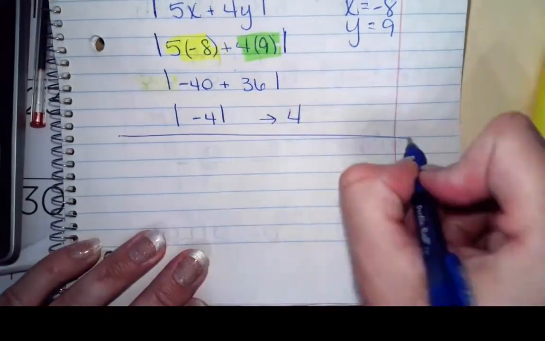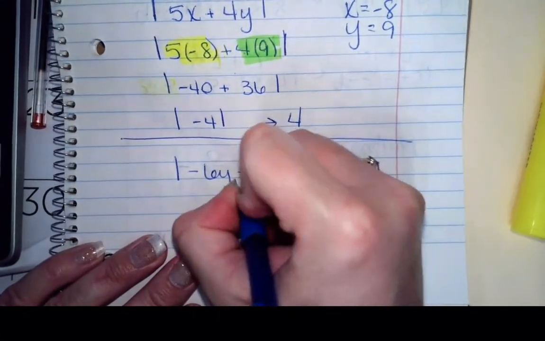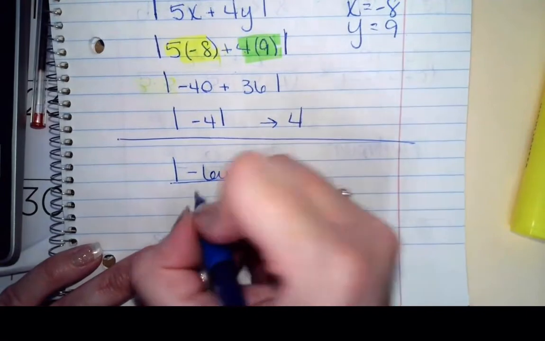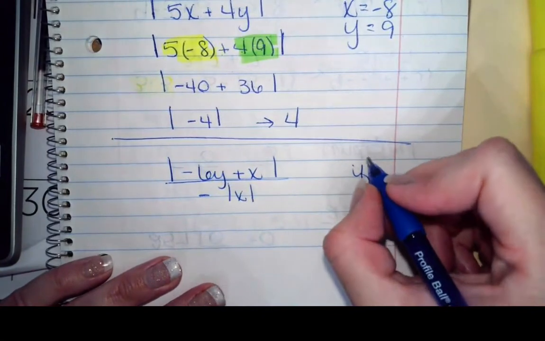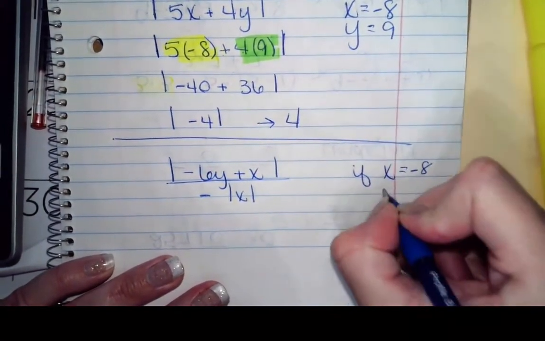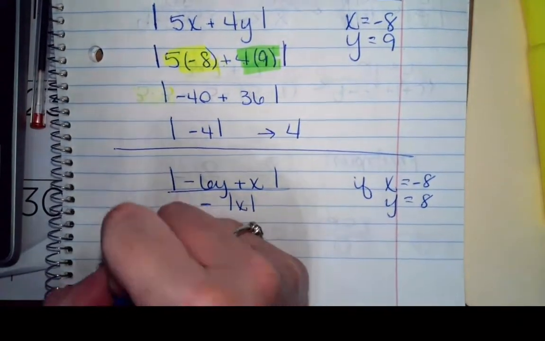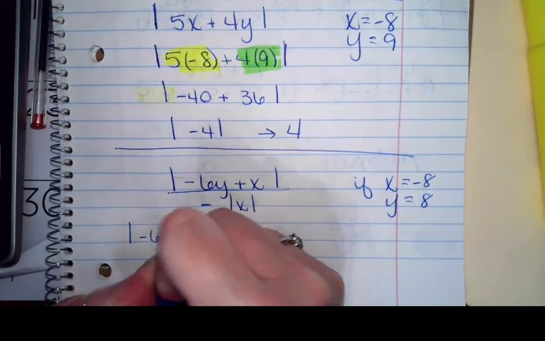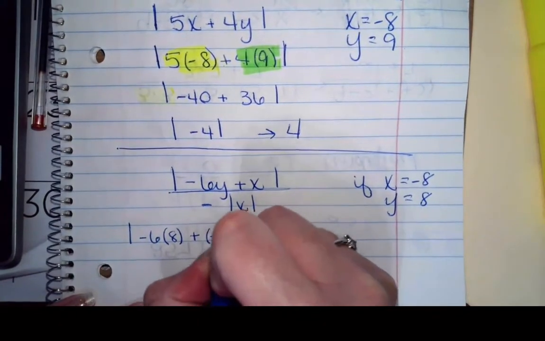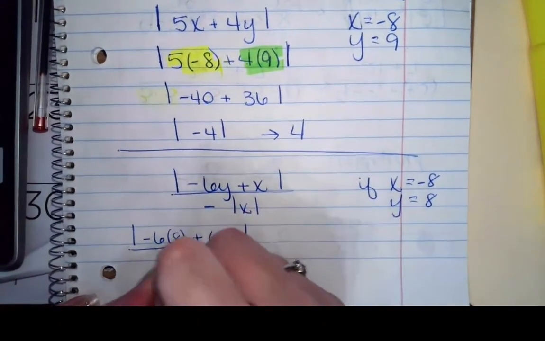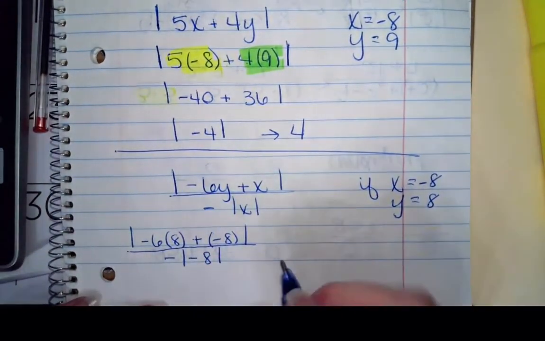All right, let's do a couple more. So a negative 6y plus x in absolute values, over a negative absolute value of x, if x is negative 8 and y is positive 8. So I have the absolute value of negative 6 times y, which is 8, plus x, which is negative 8, and all of that is going to be over the absolute value of negative 8 with a negative out front.